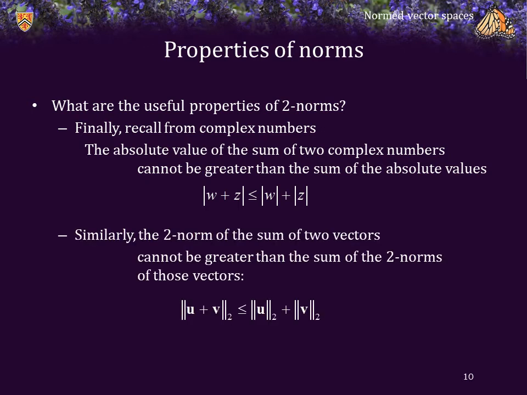Well, the same is true for the 2 norm. If we sum 2 vectors, the 2 norm of that sum cannot be greater than the sum of the 2 norms of those 2 vectors. So the 2 norm of u plus v is less than or equal to the 2 norm of u plus the 2 norm of v.